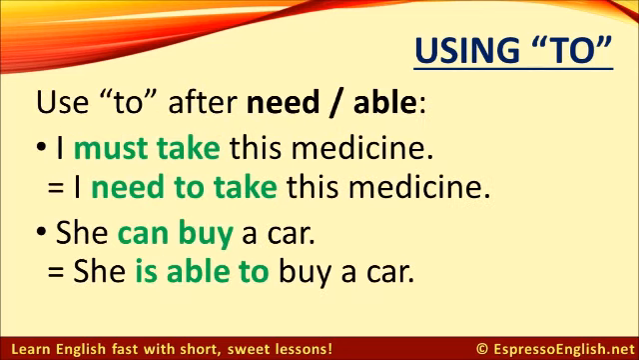You should use to after the words need and able. So, another way to say, I must take this medicine is, I need to take this medicine. They mean the same thing. Another way to say, she can buy a car is, she is able to buy a car. Again, the two sentences are equivalent.